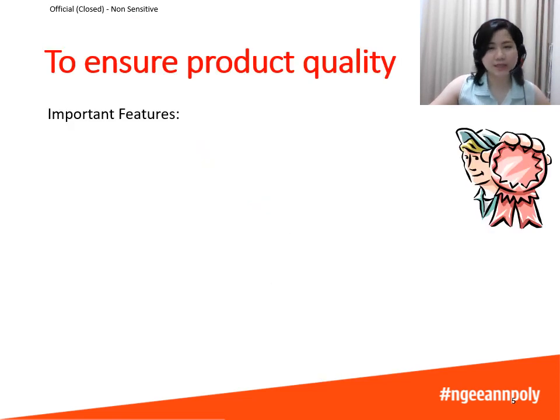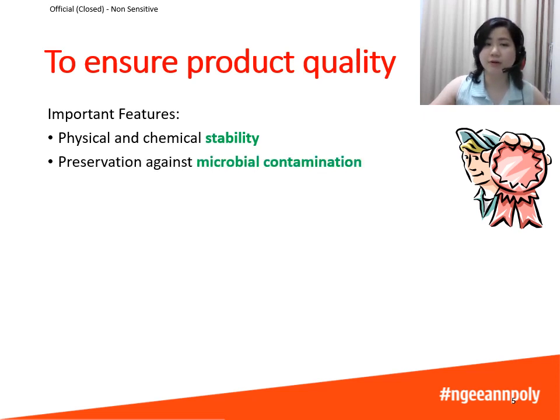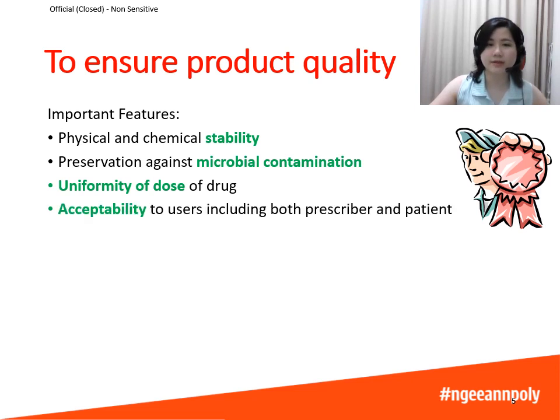To meet those objectives, the dosage form should be physically and chemically stable, and be protected from microbial contamination. The dose of the drug should be uniform so that the patient gets a consistent dose each time they take the drug. The product should be acceptable to both the prescriber and the patient. And the product should have suitable packaging and labeling.